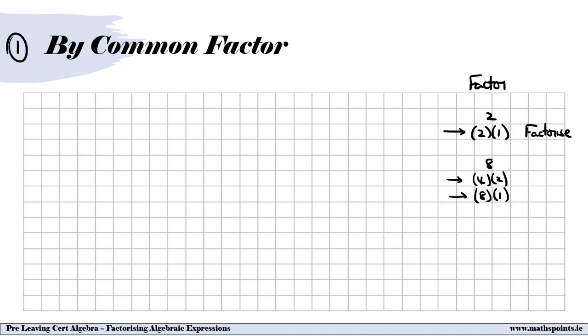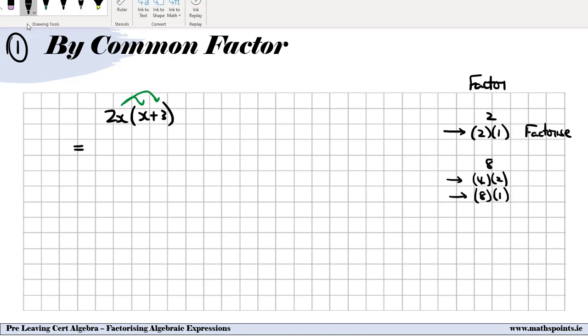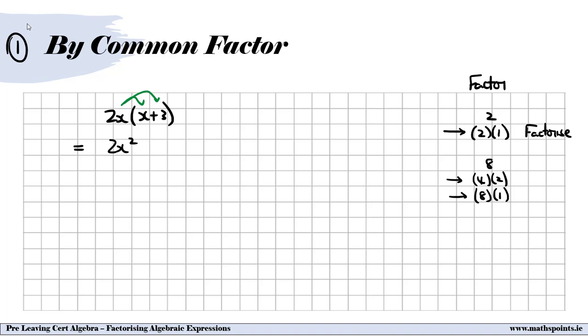We've explored this idea previously when we went to simplify expressions and multiply out brackets. So for example, if I give you 2x by x plus 3, and I asked you to simplify this expression, you'd multiply it out. You would multiply the 2x by the x, and you'd multiply the 2x by the 3. 2x times x is 2x squared, and 2x by 3 is 6x. Now 2x and x plus 3, they're the factors. 2x is a factor, and x plus 3 is a factor of this expression, 2x squared plus 6x.